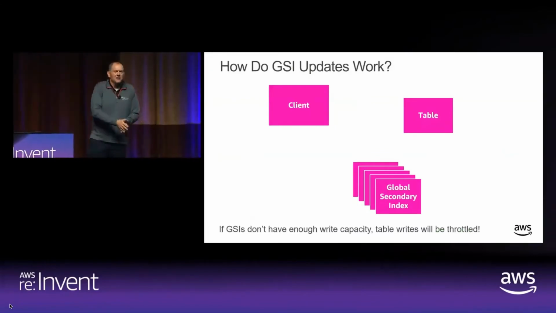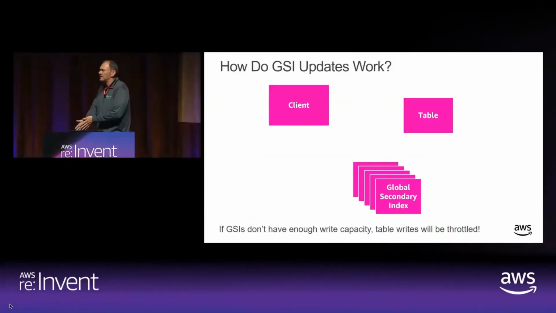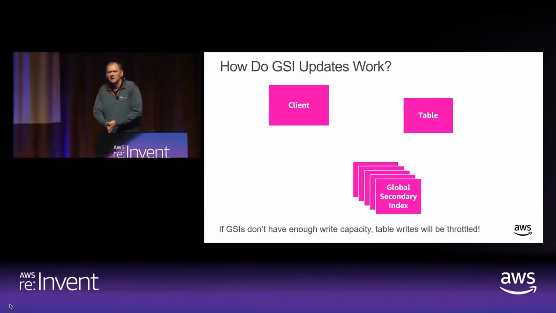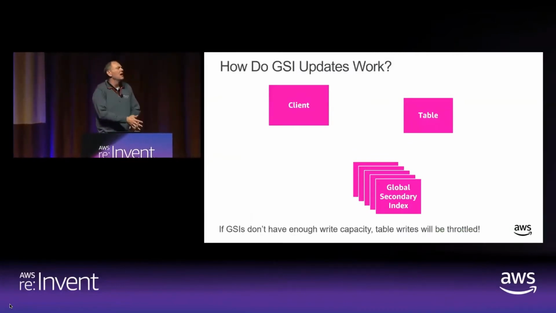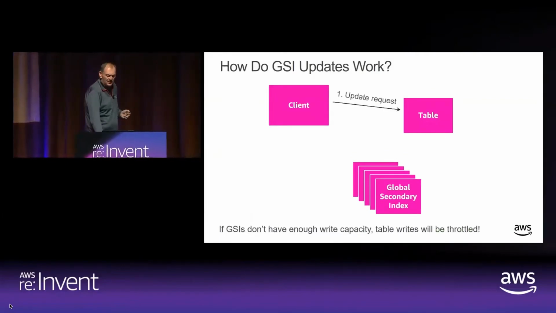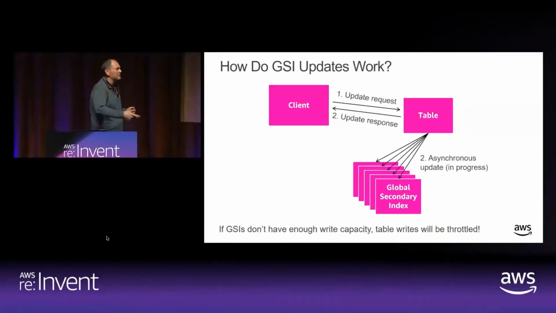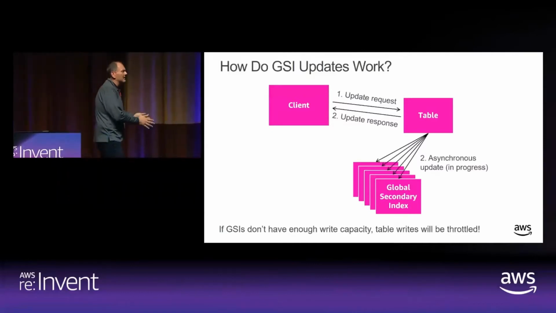GSI updates are eventually consistent. LSIs are strongly consistent. So it's something to remember when you're working with these. When you make the update to the GSI, you're going to get the acknowledgement back to the client. An asynchronous process will kick off to update the global secondary indexes.